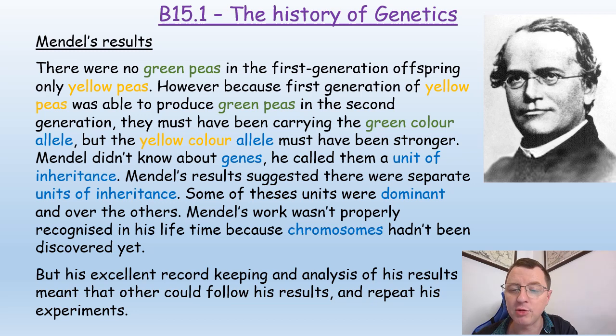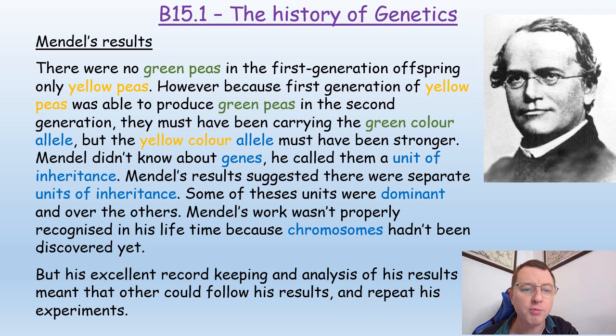So how can we explain these results in more detail? Well, there were no green peas in the first generation of offspring, only yellow peas. However, because the first generation of yellow peas was able to produce green peas in the second generation, they must have been carrying the green colour allele, but the yellow colour allele must have been stronger. Now, Mendel didn't know about genes. He called them a unit of inheritance, and Mendel's results suggested that there were separate units of inheritance, and some of these units were dominant over others.